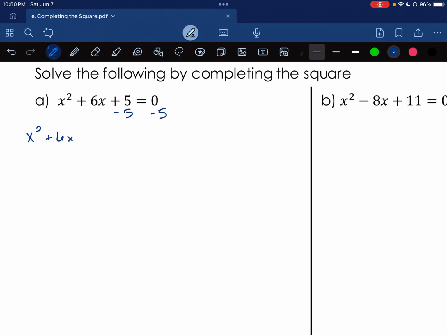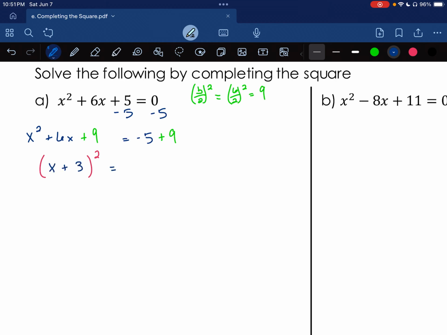Now remember, we have to find b over 2, or half of b, squared. So this is going to be 6 over 2 squared, which is 3 squared, or 9. I'm just going to add 9 over here. I'm going to add 9 over here. All right, the whole goal, right, the whole reason we're doing this is so that it factors as one binomial squared. So this is going to look like x plus 3 quantity squared is equal to 4.